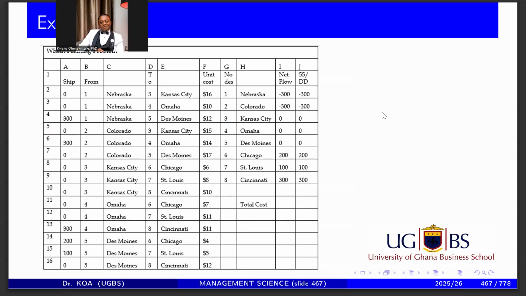I want you to look at the results because in some of the questions, they don't ask what the optimal solution is and so on. What they would rather ask you is to write the Excel formula that generated what you have. So let's look at the first question.